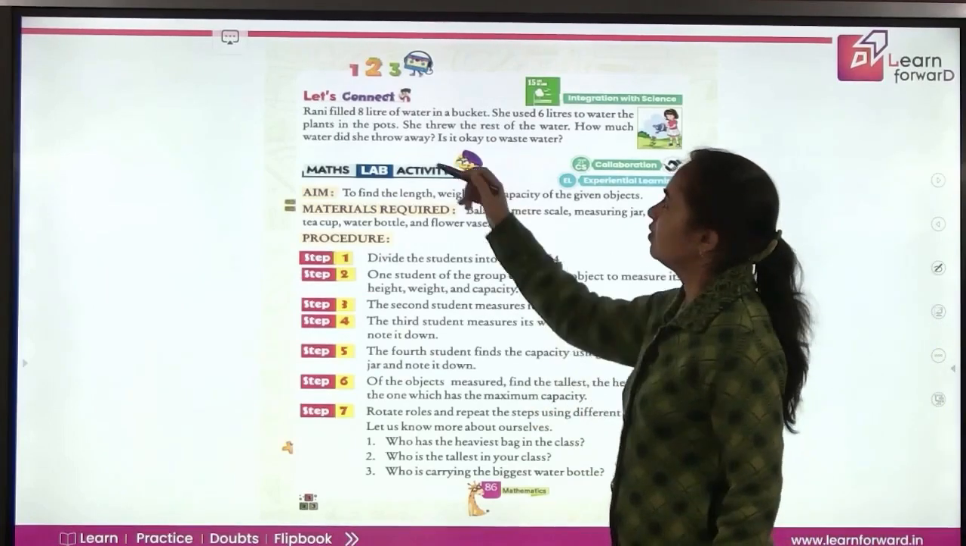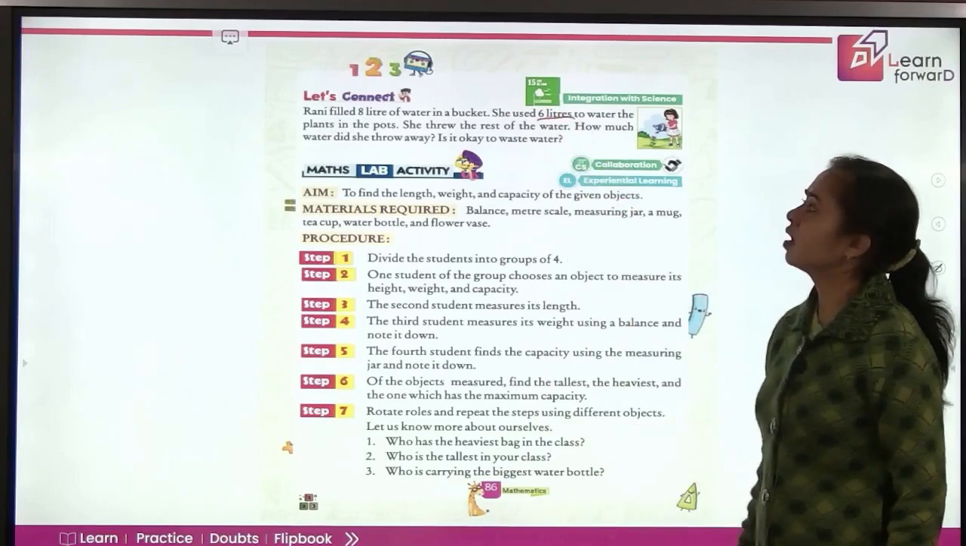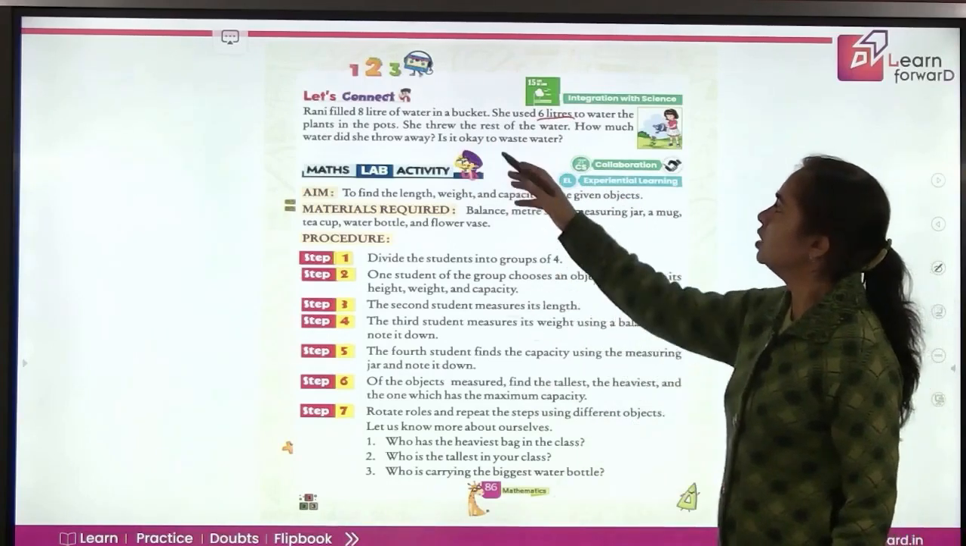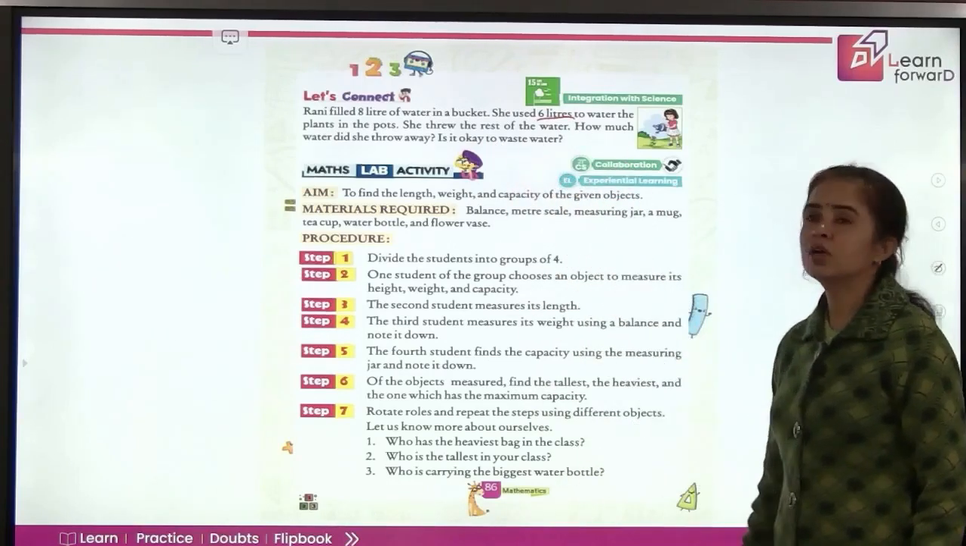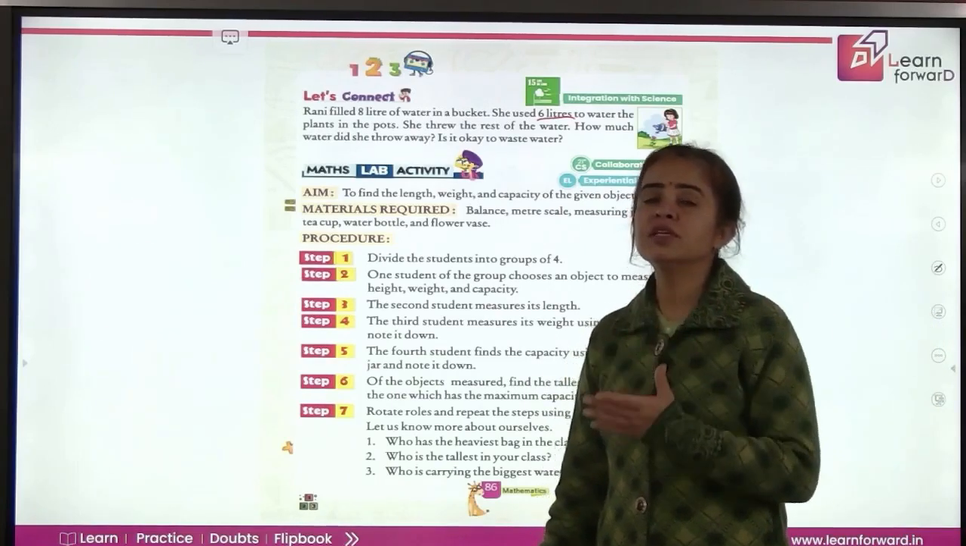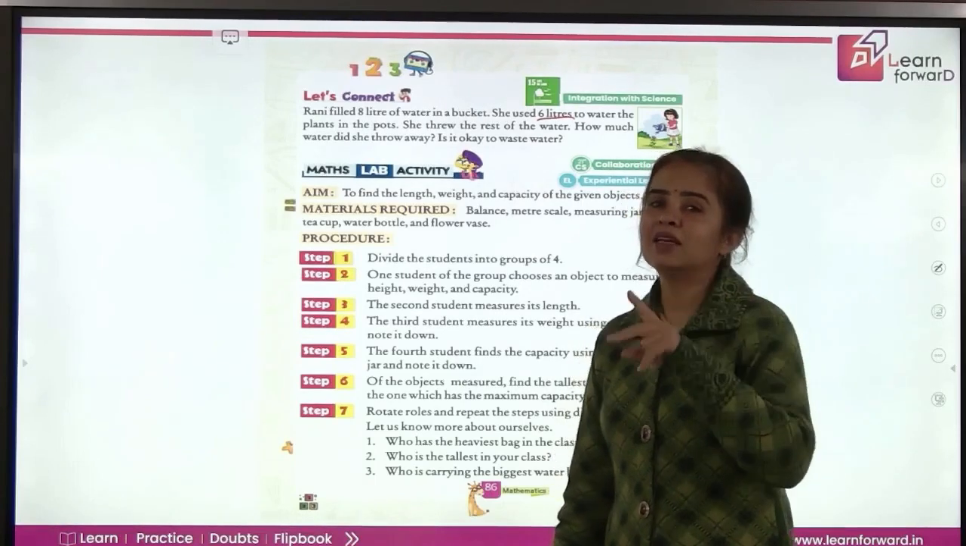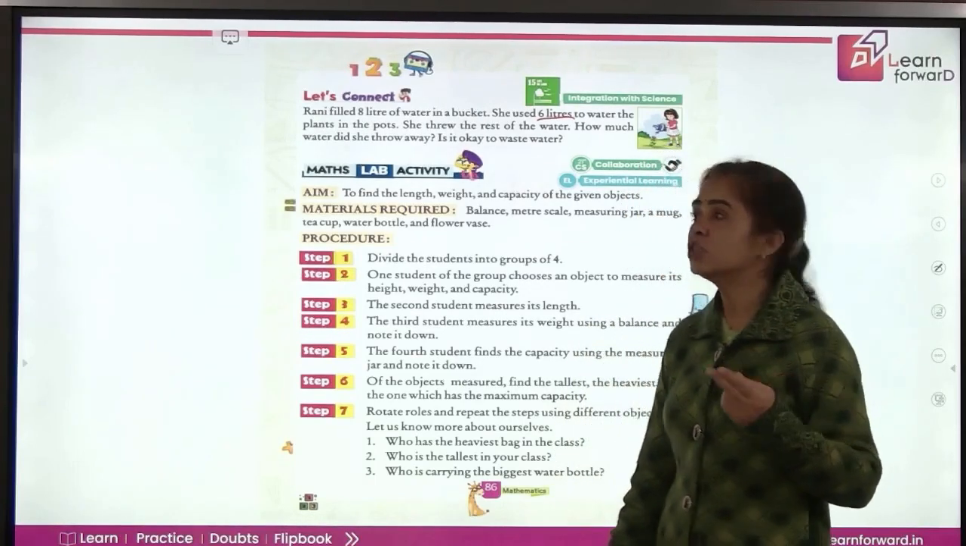Now let's connect. Rani filled 8 liters of water in a bucket. She used 6 liters to plant the pots. She threw the rest of water. How much water do you think she threw away? From 8 liters, she used only 6 liters. She threw the rest. How much is rest? 8 minus 6, that is 2 liters water she has wasted.